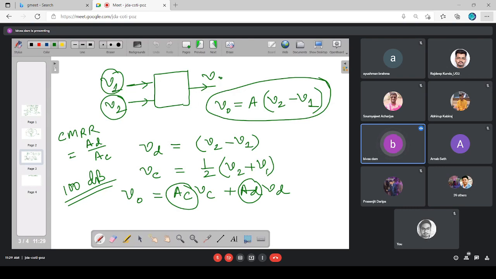And the difference part, what will it be? If I do VA minus VB, the common part gets subtracted, and only the difference part is available. So that's why VD is equal to V2 minus V1, that is, VA minus VB. Fine.